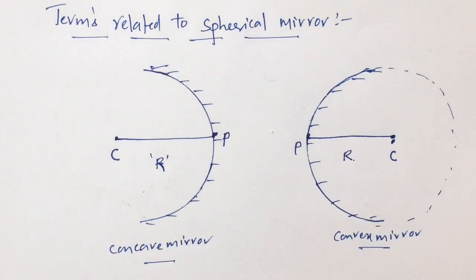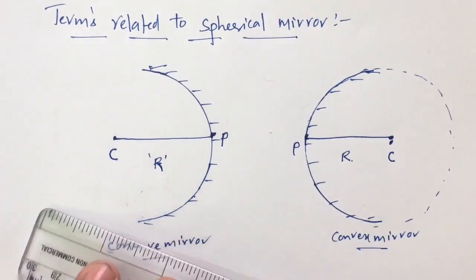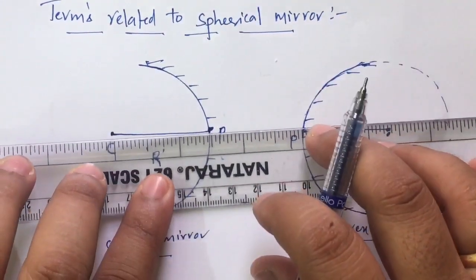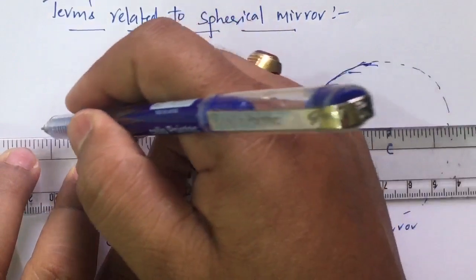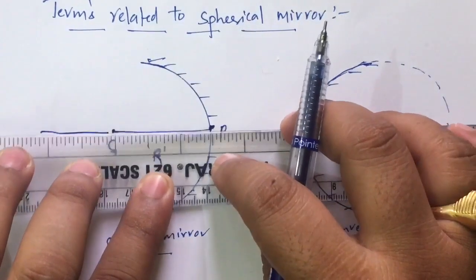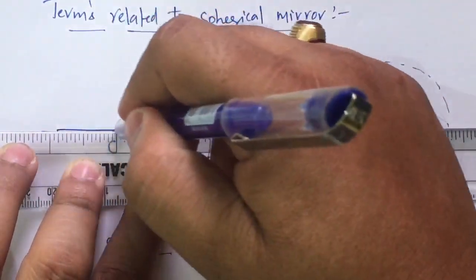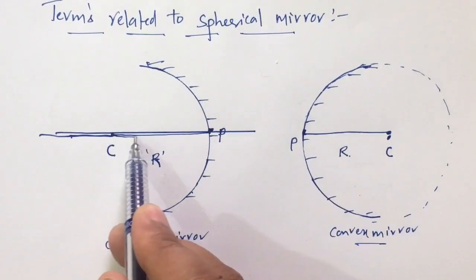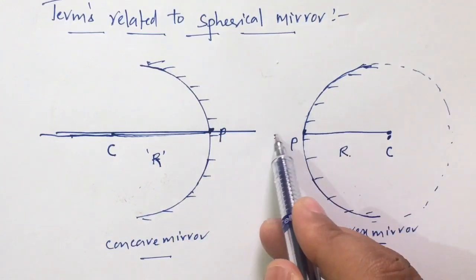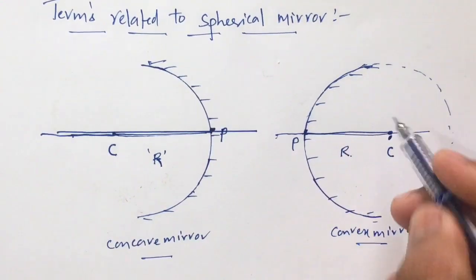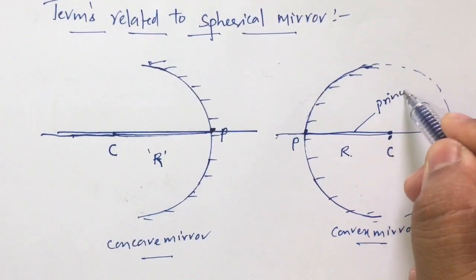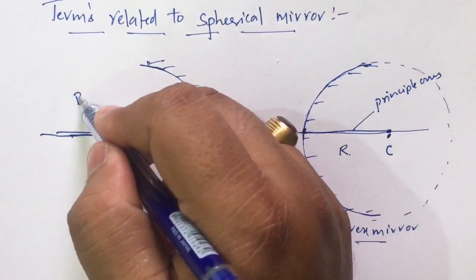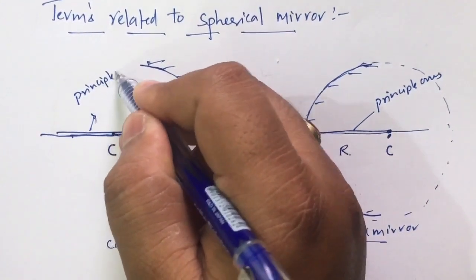Now the next term, the principal axis, the imaginary line. The imaginary line which is drawn through the center of curvature and to the pole, that imaginary line we call the principal axis.